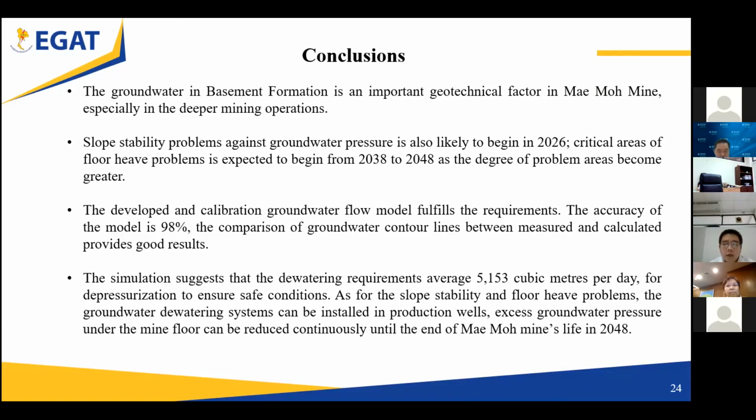As for the slope stability and fore heap condition, a groundwater dewatering system can be installed in production wells. Excess groundwater pressure under the mine floor can be reduced continuously until the end of Mammoth Mine life.